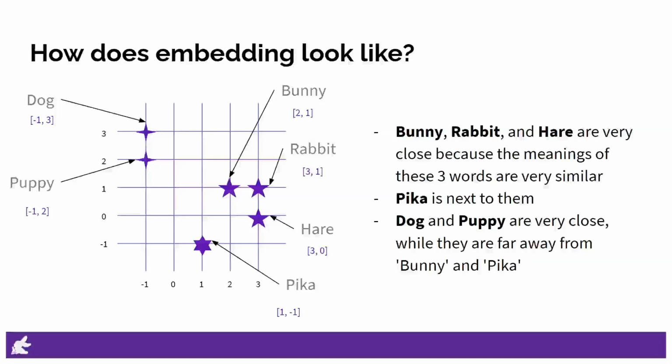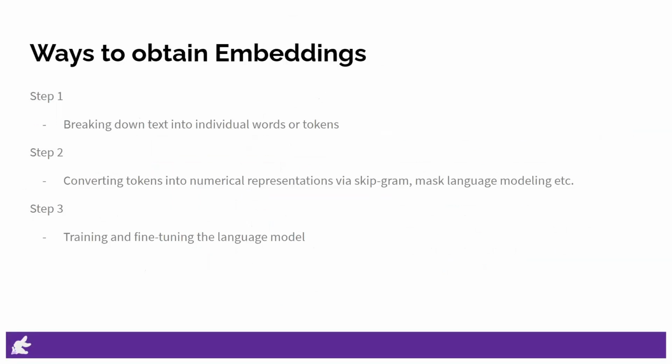Obtaining embeddings is a fundamental process that involves converting tokens into numerical representations to enable machines to understand and process human language. There are lots of techniques and algorithms used to obtain token embeddings, each with its own advantages and applications. The very first step is tokenization, which breaks down text into individual tokens.